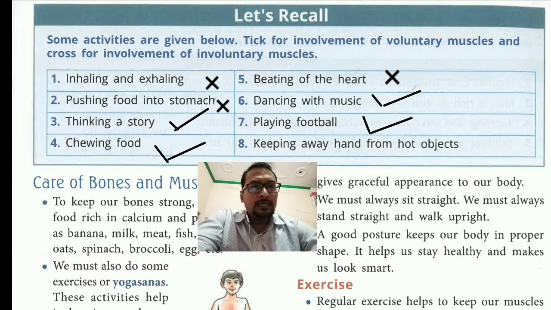Number 8, keeping away hand from hot objects. Your mind is telling you to do it, yes or no? You will not touch hot objects like a burning candle. So it is also an action of a voluntary muscle, so you have to tick.